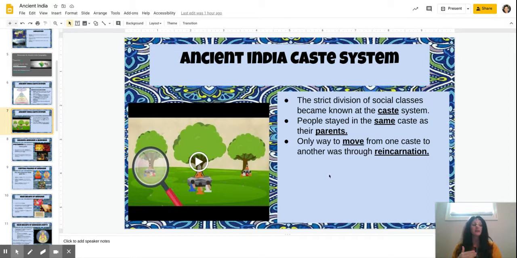That's where you die and you are reborn again as something else. How you lived your life on earth, whether it was good or bad, would determine how you are reincarnated. So the caste system was very, very strict, and you were expected to stay in your caste. You could not marry someone outside of your caste. Most of the time, you could not even socialize with people that weren't in your caste.